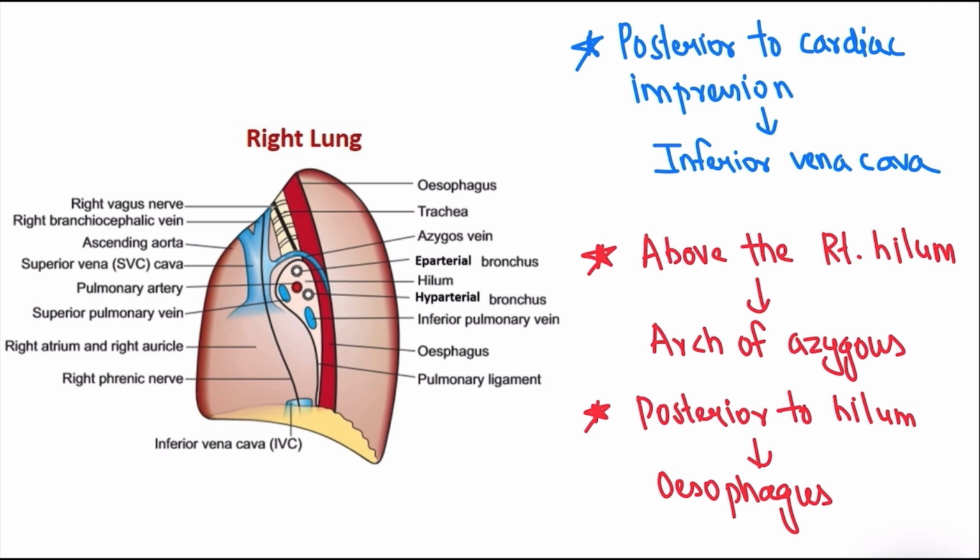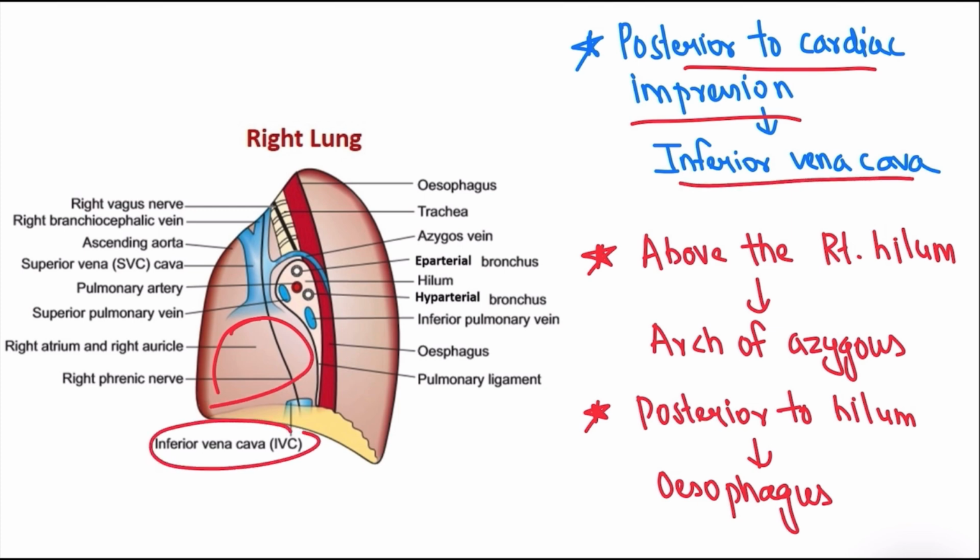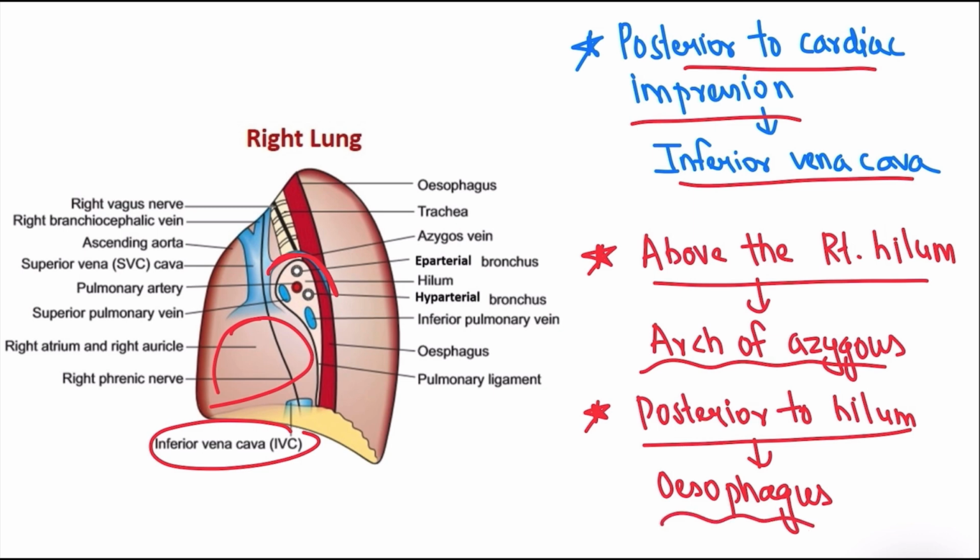What is the structure present posterior to the cardiac impression? We have the inferior vena cava. And above the right hilum, we have the arch of azygos. As you can clearly see in this image, this is the arch of azygos. And the structure posterior to the hilum is the esophagus. The structure present posterior to the hilum is the esophagus.